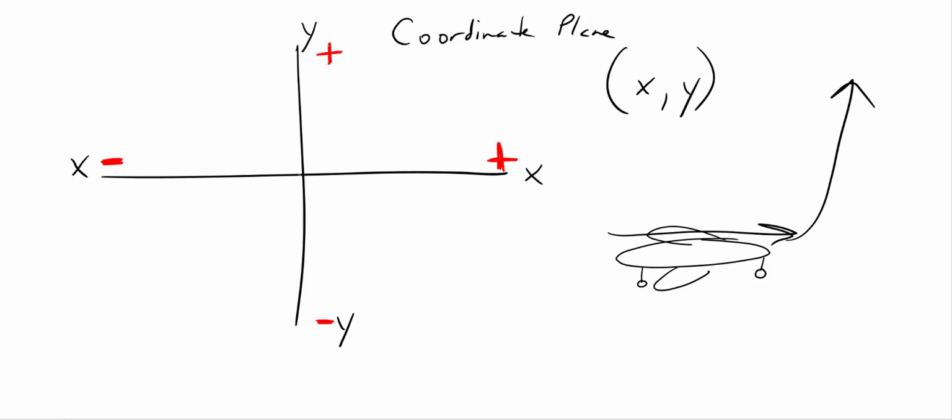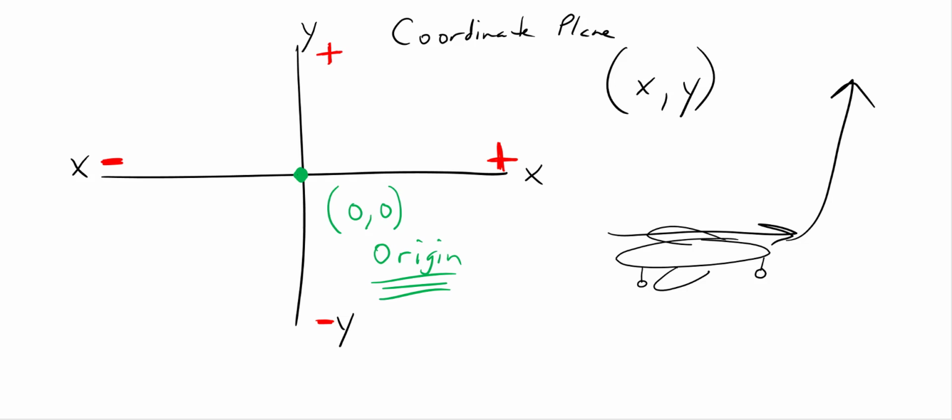And there's one other special point here. I'll put that in green. This point right here, that coordinate is 0, 0, and that is called the origin. That's the center of the coordinate plane. Pretty easy. So let's plot some points around here.